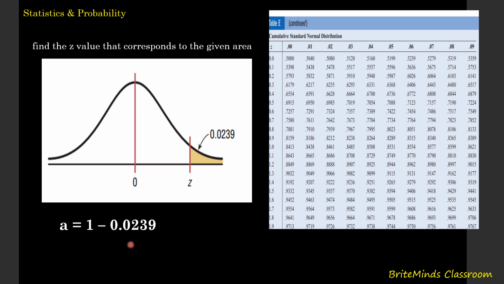So 1 minus 0.0239, we have here 0.9761. So we will locate the 0.9761 in our table of values. We have here 0.9761 corresponds to 1.98. So the z value that corresponds to the given area is 1.98.